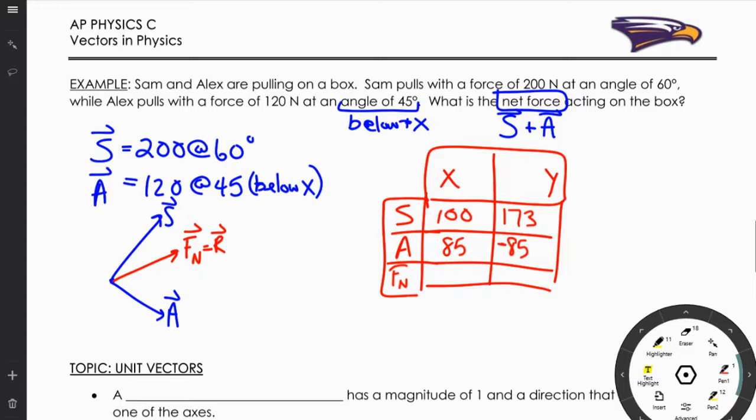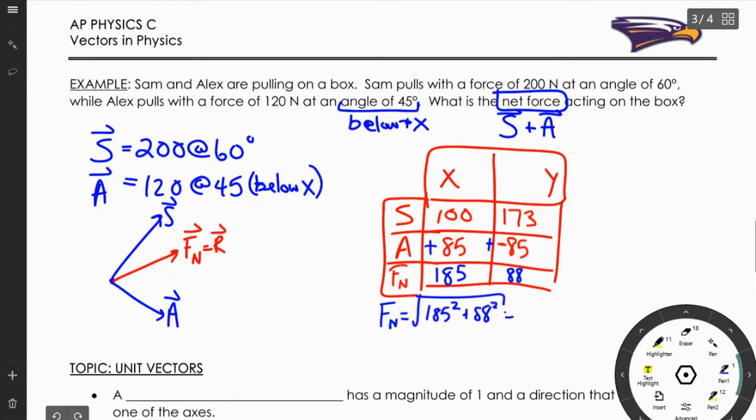Now we add down, because we're finding the net force. So 100 plus 85 is 185, and then 173 plus negative 85 is 88. So there's Fnx and Fny. Now how do we find the magnitude of Fn? We're going to do the square root of 185 squared plus 88 squared.